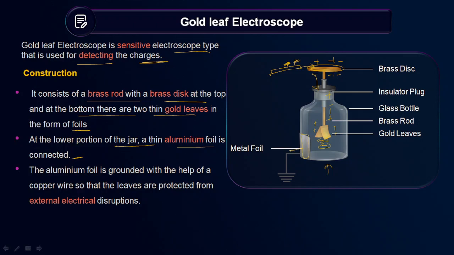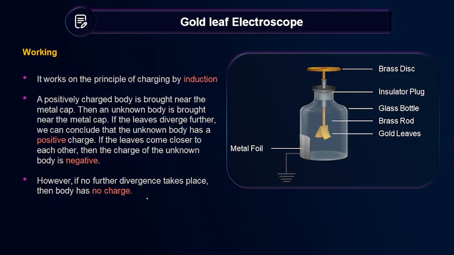This part is connected so that if suppose there is some charge on the bottle or this glass jar, whatever extra charge, some disturbance is there, that will be moved down by this earthing. So aluminum foil is grounded with the help of a copper wire so that the leaves are protected from the external electrical disruptions. Now, it works on the principle of charging by induction.